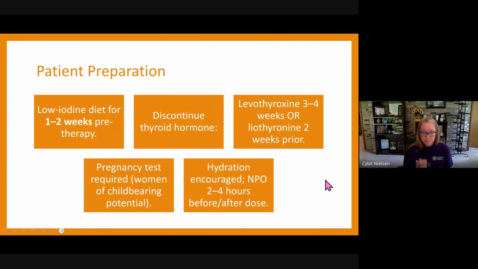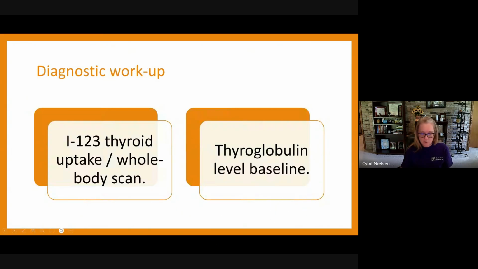Patient preparation: you want them on a low iodine diet because you want those cells to be hungry for iodine. Discontinue their thyroid hormone because that's going to prevent the thyroid cells, the metastatic cells, from taking it up. Levothyroxine, that's T4. Liothyronine is T3, so they need to come off their thyroid hormones. Pregnancy is an absolute contraindication. And then, of course, hydration is always encouraged.